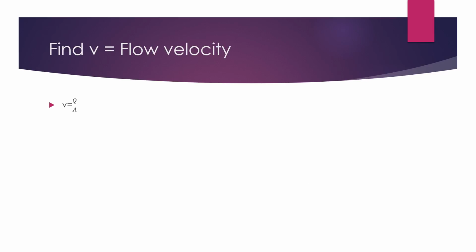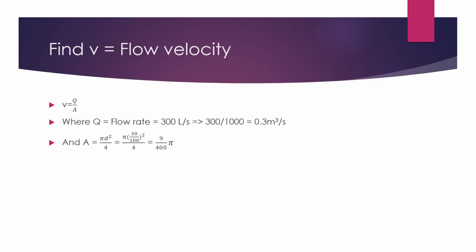We must first find the flow velocity V, which is given to us by Q, the flow rate, divided by A, the flow area. Q is given to us in the question as 300 liters per second, which we change to meters cubed per second to get 0.3. And A is given to us as pi d squared divided by 4, with d being the diameter of the pipe in meters. Therefore, we get a flow velocity of 4.244 meters per second.